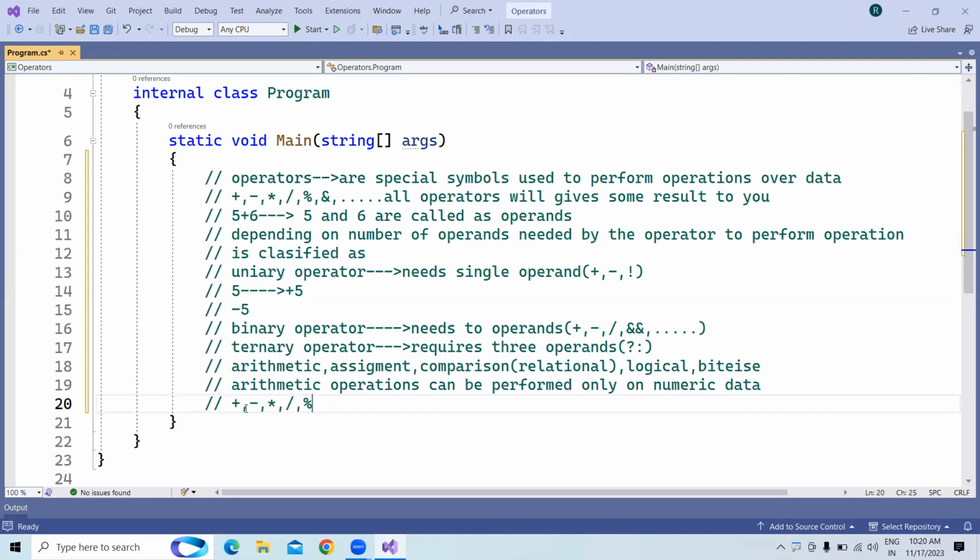All these are the arithmetic operators used to perform arithmetical operations. By using plus, we perform addition. By using minus, we perform subtraction. By using the asterisk, we perform multiplication. By using the forward slash, we perform division. By using the percentage symbol, we get the remainder of a division. In the next video, we will understand the working of these arithmetic operators.